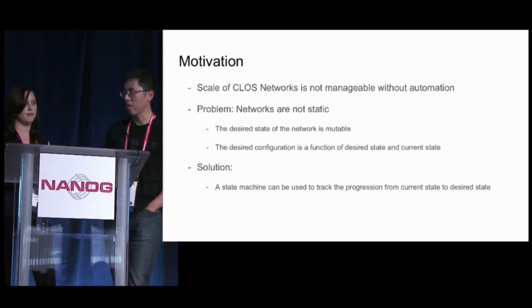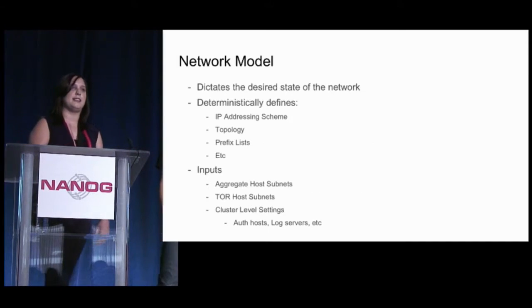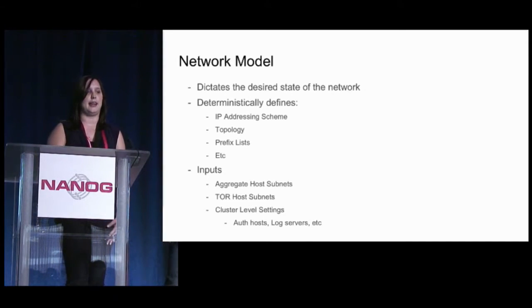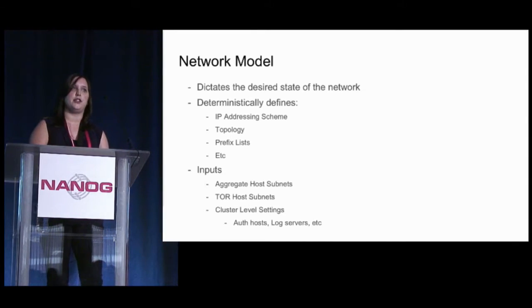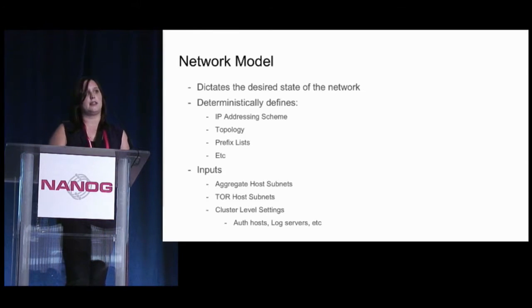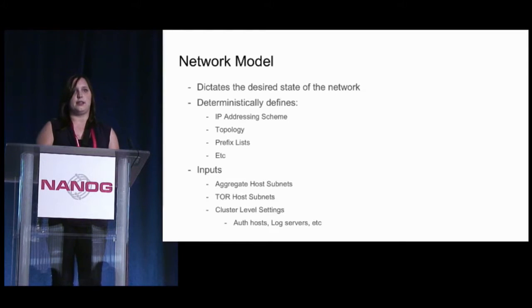So we'll go next. Yep, so obviously the first thing we need is to establish that desired state. One nice thing about the network we architected is that we designed it with automation in mind from the beginning. So we developed it alongside a model of it, and that model is what we use to dictate that desired state. And that model deterministically defines things like our IP addressing, our topology, what we advertise out. All of that is defined as soon as the cluster is created.